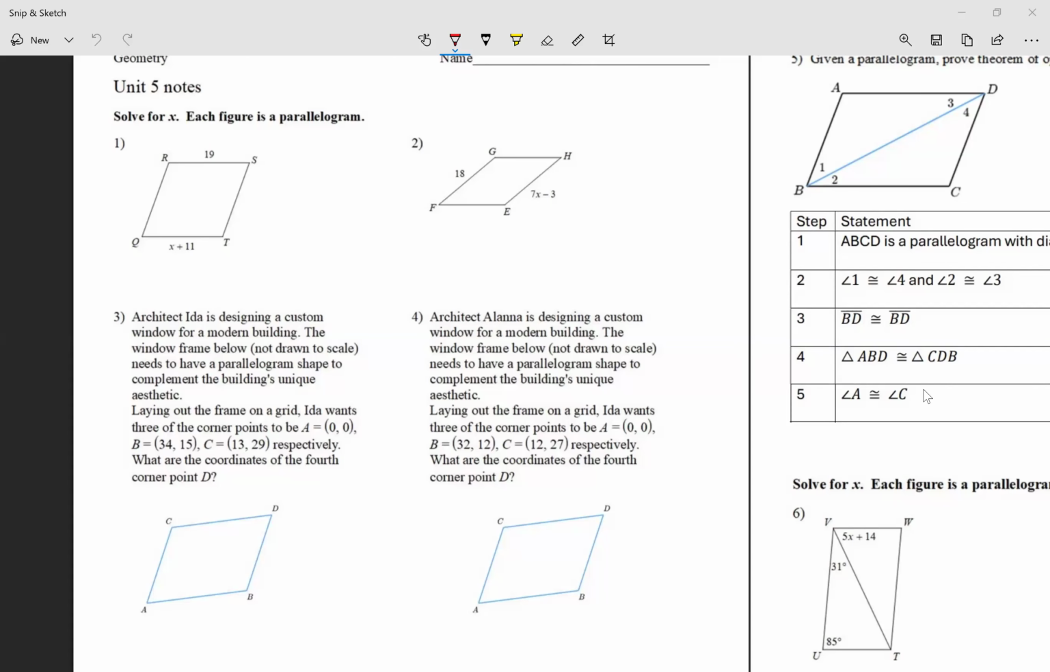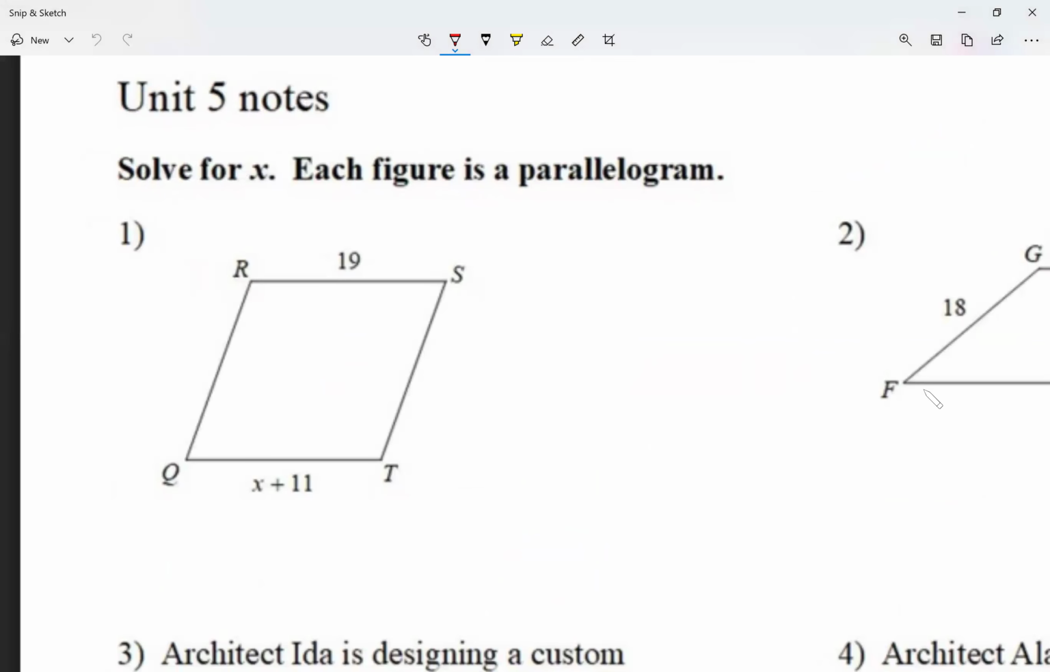This unit, we're going to start with what we call parallelograms. Now, very interesting on the word parallelogram. Notice how it starts with parallel. And in parallel, we learned before that it's two lines that never intersect. And that's actually what a parallelogram is.